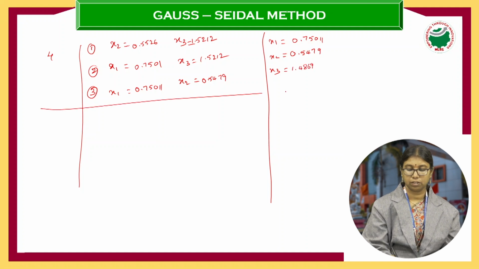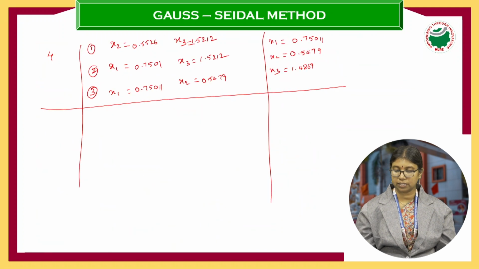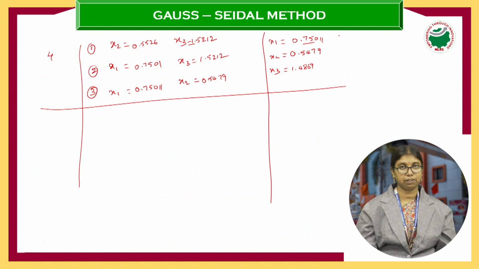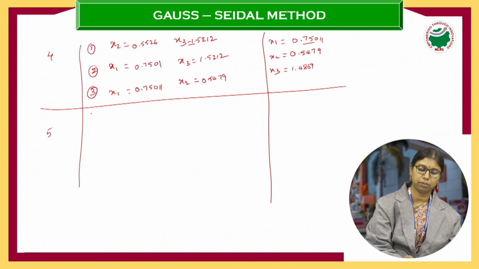1.48699. So if you are comparing these values to the previous approximation 0.6782, here I got 0.75. There itself which fails the condition. So do the next approximation, fifth one.